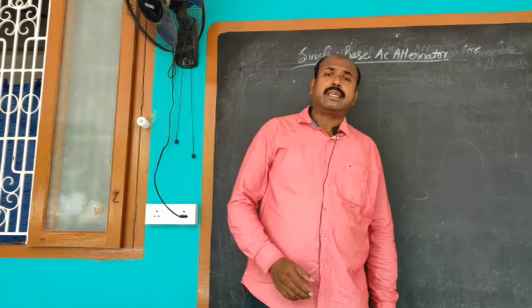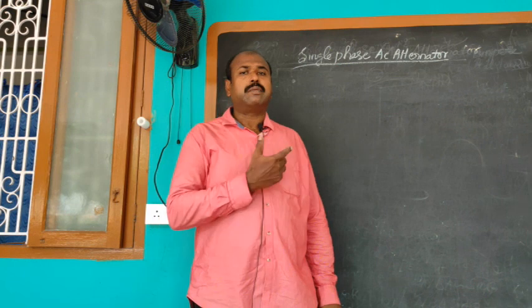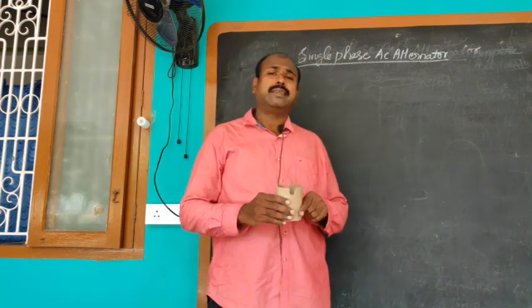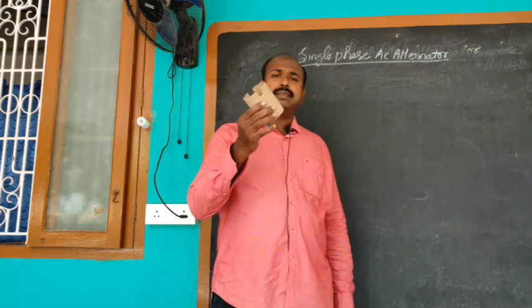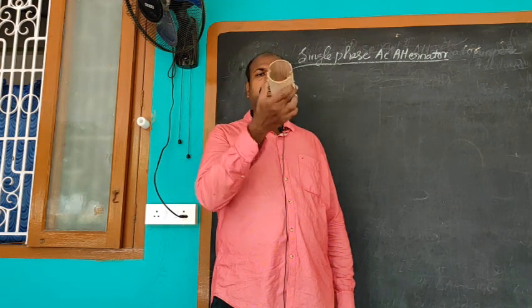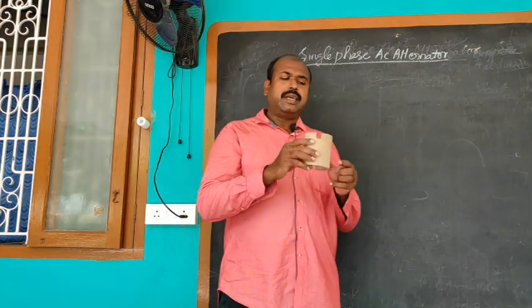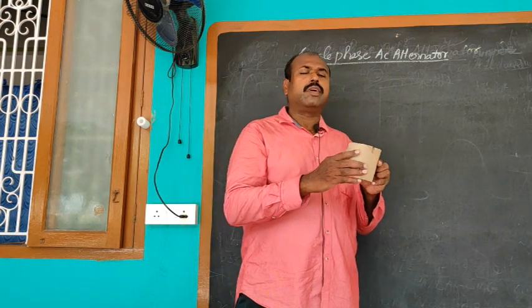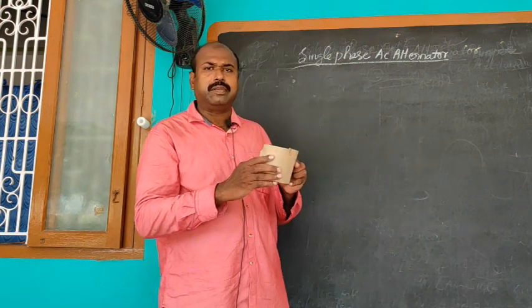I told earlier that in commercial alternators the armature coil is mounted inside the stator. So consider this as a stator. I already told that the stator is a hollow cylinder in shape. Here, in commercial alternators, the armature coil is mounted inside the stator, the stationary part.